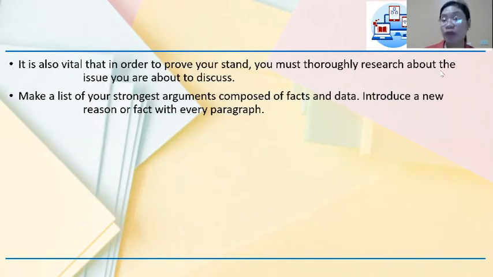Now, it is also vital that in order to prove your stand, you must thoroughly research about the issues you are about to discuss. So it is very important that you are knowledgeable on what you are saying. So make a list of your strongest arguments composed of facts and data. Introduce a new reason or fact with every paragraph.